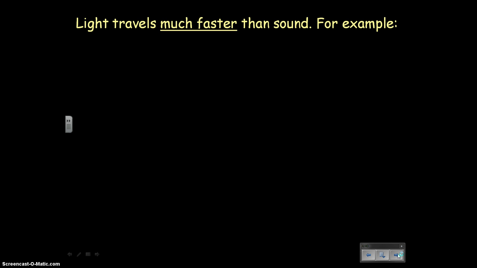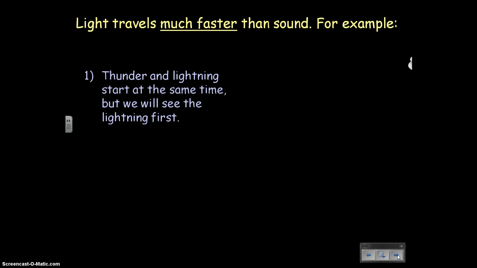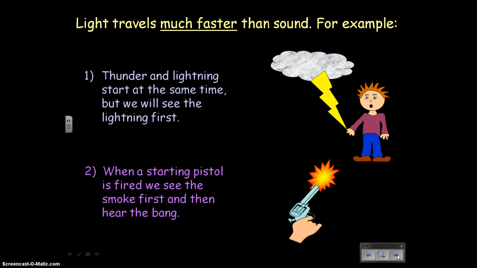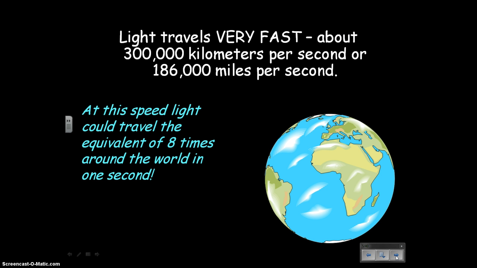Light travels much faster than sound. For example, thunder and lightning start at the same time, but we see the lightning first. When a starting pistol is fired, we see the smoke first and then hear the bang. So those are a couple examples of how light travels much faster than sound. Light travels very fast, if you haven't already realized that, about 300,000 kilometers per second, or roughly 186,000 miles per second. At this speed, light could travel the equivalent of 8 times around the world in 1 second.